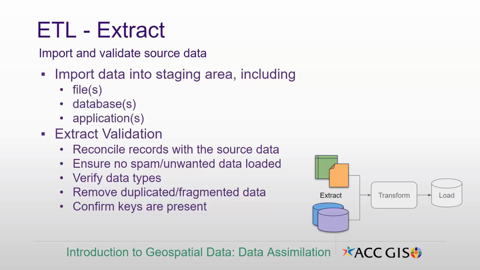So there are a number of validation processes that we can run when we extract our data, including reconciling the records with the source data to make sure that the count of records, for example, in the source data are the same as the count of records that have been extracted. To ensure spam or unwanted data is not loaded, there might be characters or information that we don't want. We want to make sure we exclude that. To verify data types, for example, numeric or text data types. To remove duplicated or fragmented data. And last, to confirm that keys are present, for example, primary keys and foreign keys, so that we can create our necessary relationships once the data is loaded into our database.